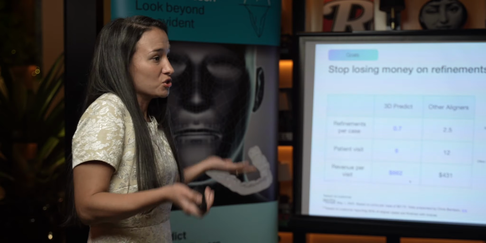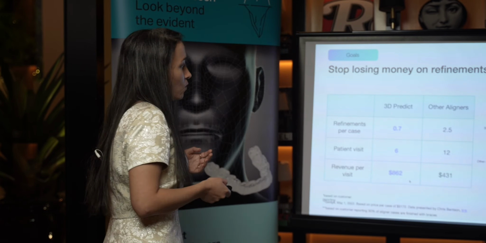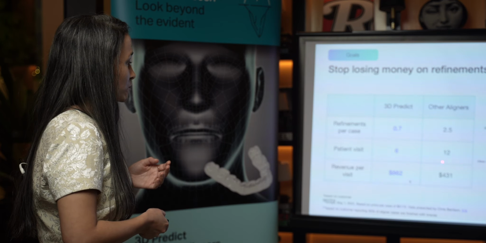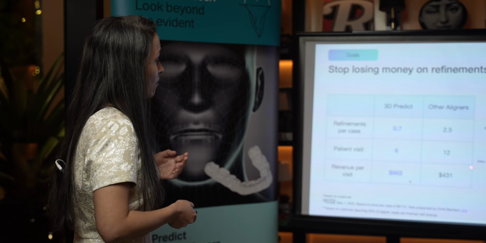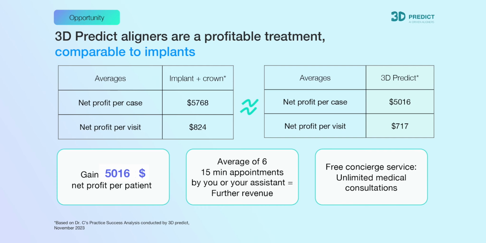It's just common math. It's just simple math. It just makes sense. So why would you want to have more visits with your patient if you can prevent your refinements? Because what brings the visits to a double is actually the refinement that you were not accounting for.